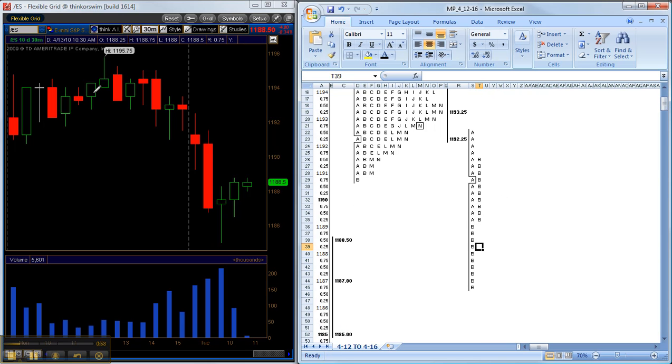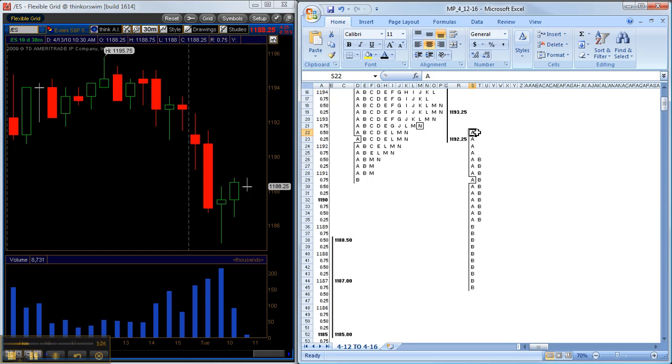So on the left here is a chart of the ES and the 30-minute time frame, and this just happens to be a candlestick chart. We're going to start with this bar right here. This is Tuesday, the first 30-minute period. So we had a high of 1192.50 and a low of 1189.25. So if you look over here, I use the letter A to start off the day.